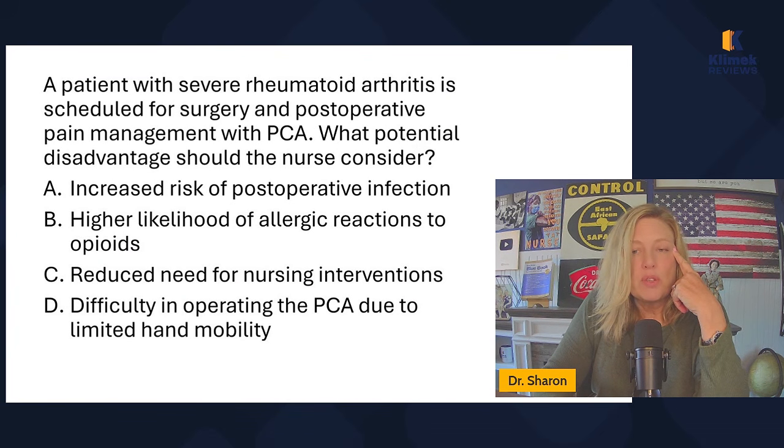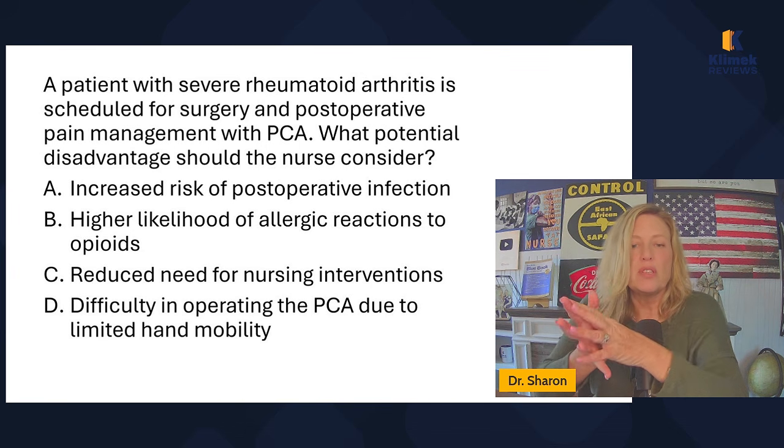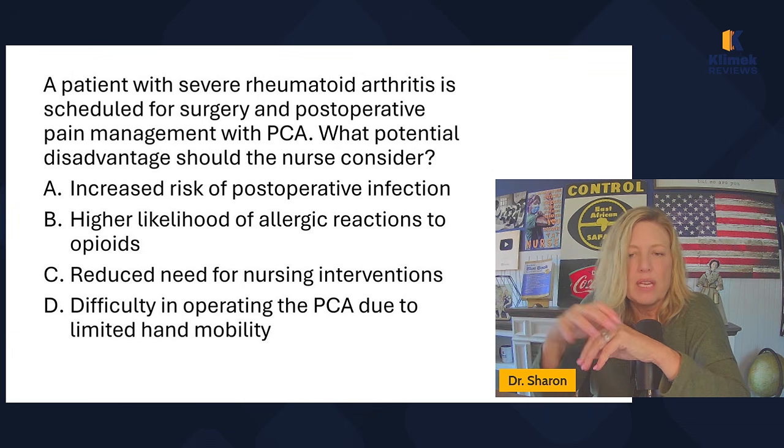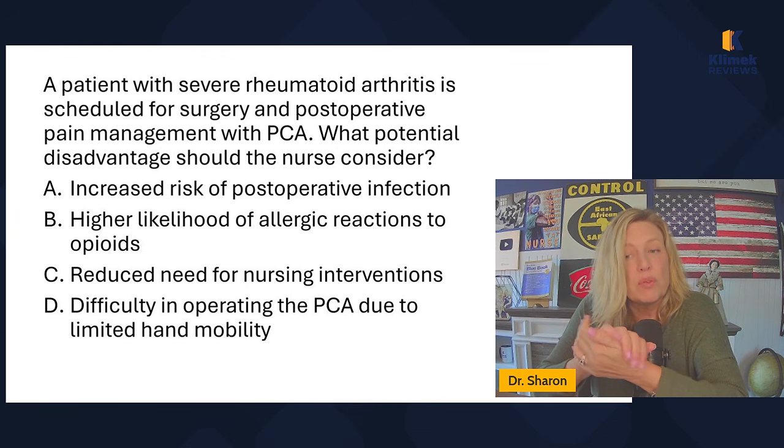A patient with severe rheumatoid arthritis is scheduled for surgery and post-op pain management with PCA. What potential disadvantage should the nurse consider? Increased risk of post-op infection, higher likelihood of allergic reaction, reduced need for nursing interventions, difficulty in operating the PCA due to the limited hand mobility. Well, why did they bother to tell us they had rheumatoid arthritis? Where is rheumatoid arthritis? It's often in the hands. You can start to see hand deformities, pain, and so forth. So they have severe rheumatoid arthritis. They don't just have rheumatoid arthritis, they have severe rheumatoid arthritis, y'all.